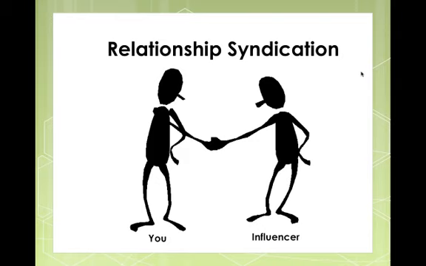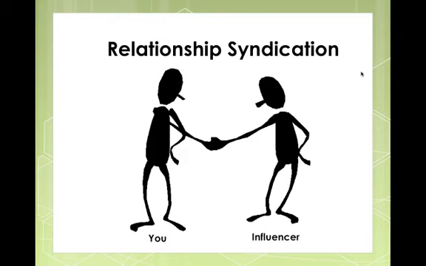Now, first of all, as you see here, it starts with you, and then usually you're going to talk to somebody else. But if you really want to build that equity in your relationships and in your business and in your life, you need to build a relationship and start syndicating that relationship with an influencer.